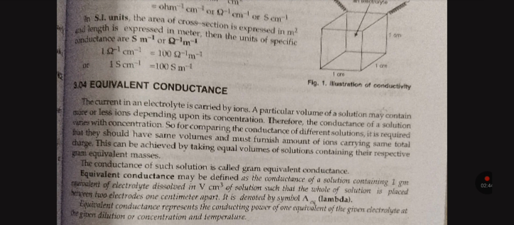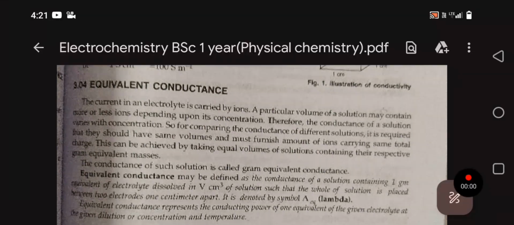So, for comparing the conductance of different solutions, it is required that they should have the same volume and must furnish an equal amount of ions carrying the same total charge. This can be achieved by taking equal volumes of solution containing their respective gram equivalent masses. The conductance of such a solution is called gram equivalent conductance.